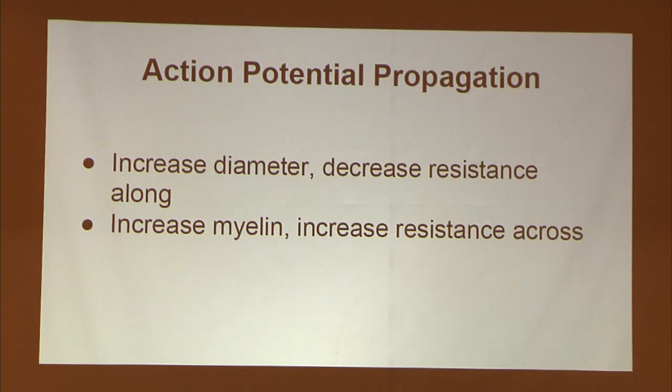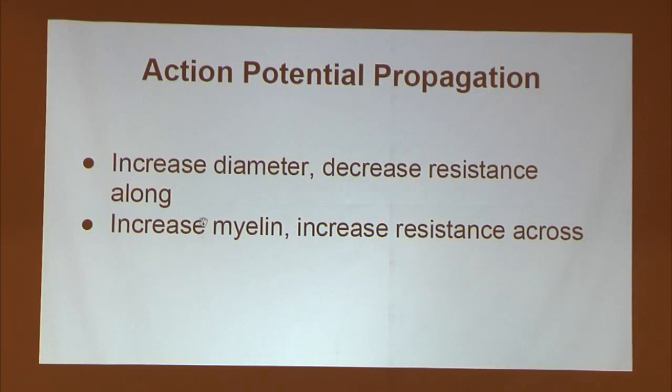Okay, and then we have a little bit of information about action potential propagation. When we increase the diameter of the axon of our neuron, we're going to decrease the resistance for things to flow along the axon. It's kind of like having a hose with a bigger diameter than one with a very small diameter. It's very easy for more water to flow with the bigger hose versus the smaller one. So that's why we want to decrease resistance along the axon. We want things to flow better down.